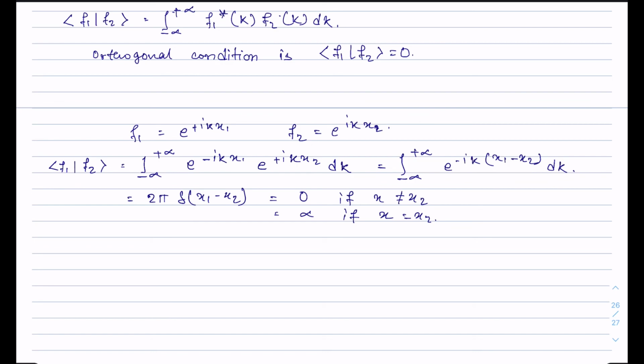So that's it for this video. In the next video we will see how to represent step functions through the Dirac delta function and vice versa.